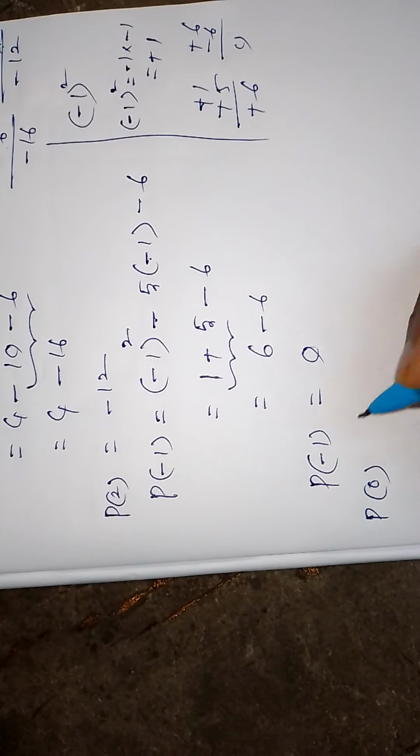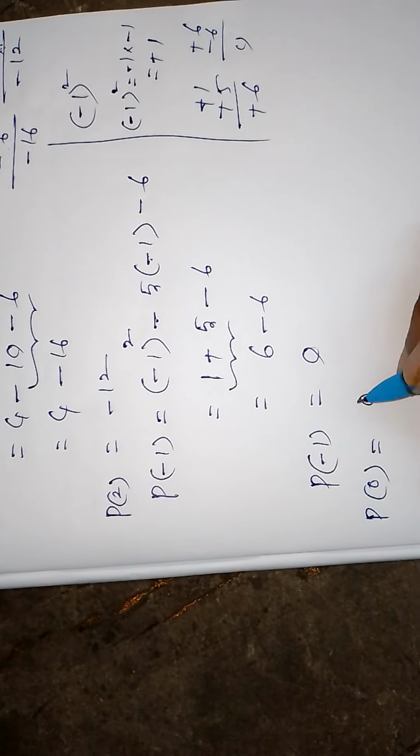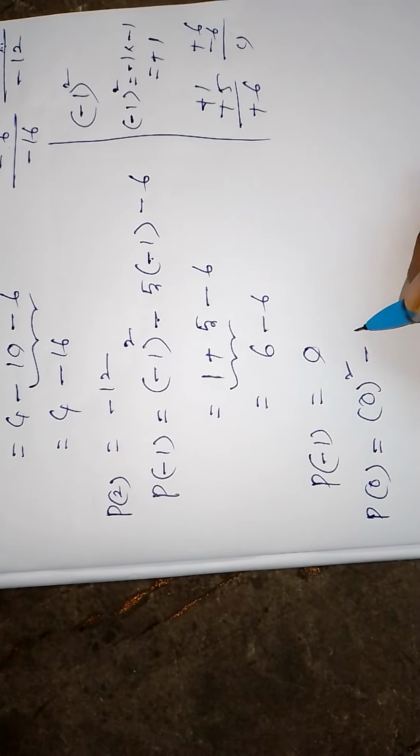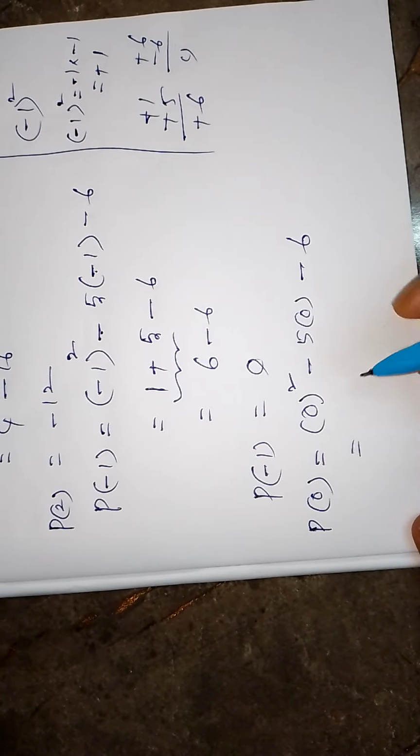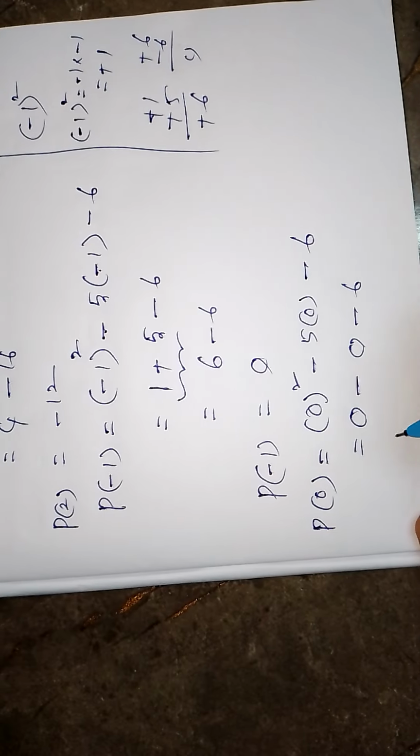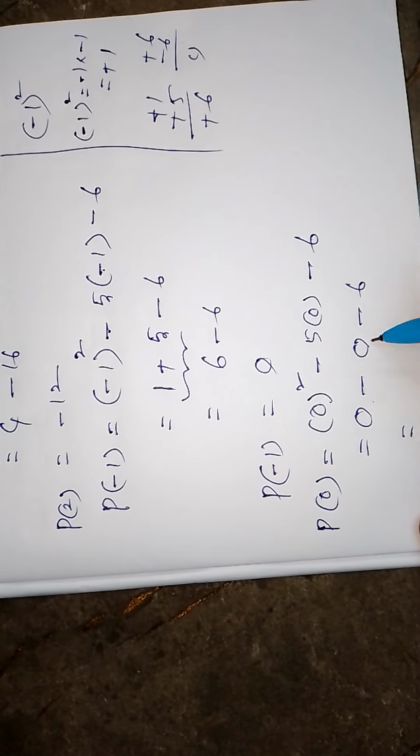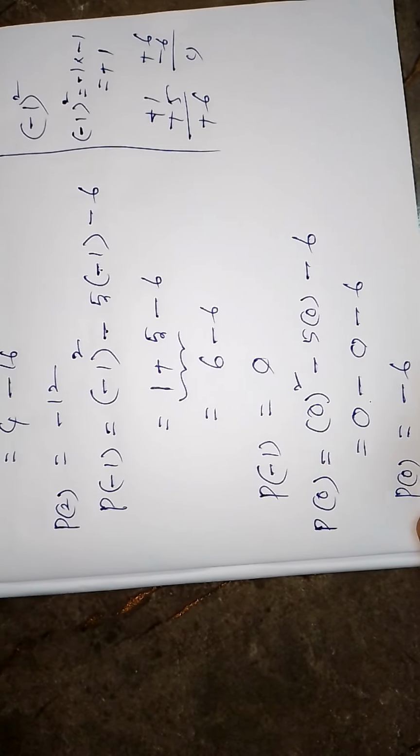So what is meant by p of 0? Replace the x by 0: 0 square minus 5 into 0 minus 6. What is 0 square? 0. 5 into 0 is 0, and 0 minus 0 is 0 itself. 0 minus 6 is minus 6. So p of 0 is minus 6.